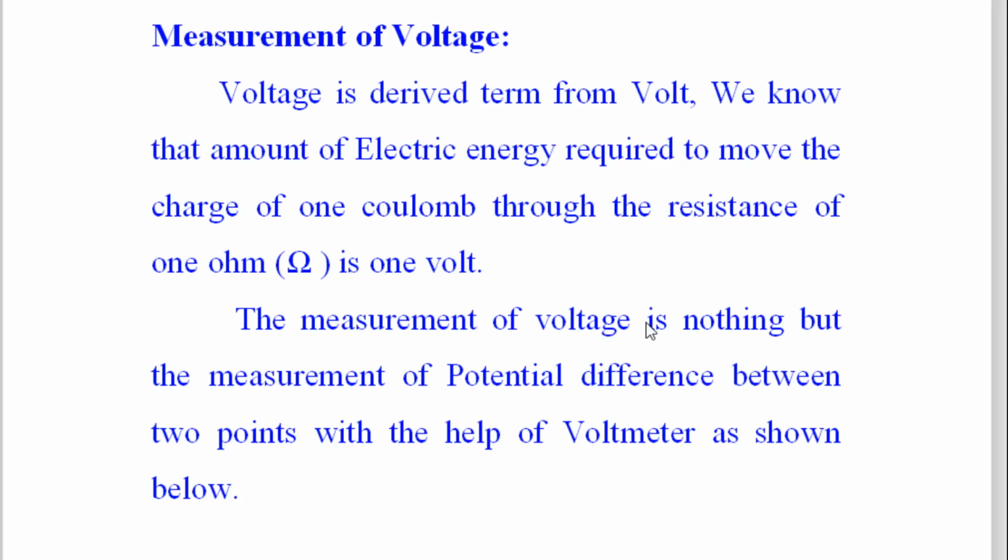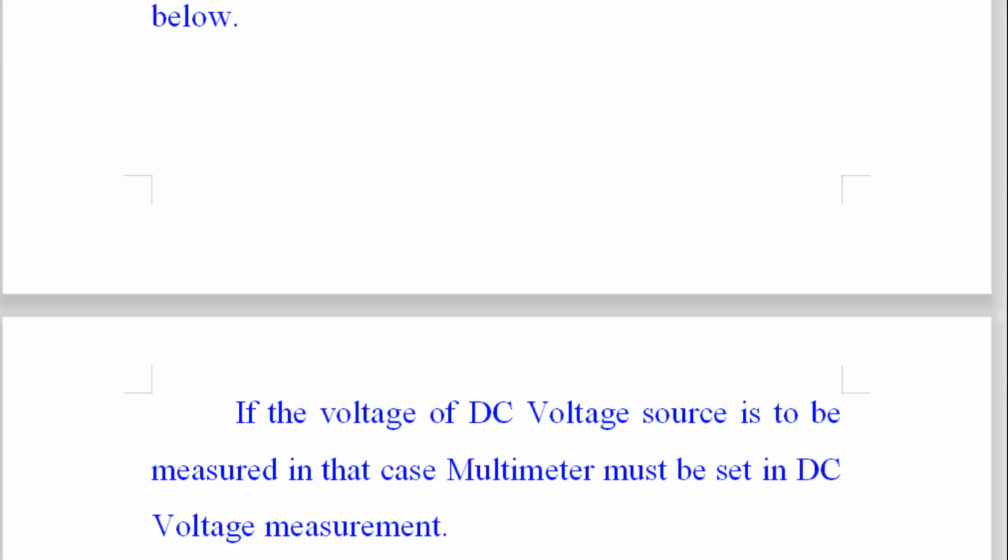The measurement of voltage is nothing but the measurement of potential difference between 2 points with the help of a voltmeter, as shown below. And this is a simple way. In practice, we connect two terminals of the voltmeter at two different locations, and that is why we say the measurement of voltage is nothing but the measurement of potential difference between 2 points, that is two terminals, with the help of a voltmeter as shown below.